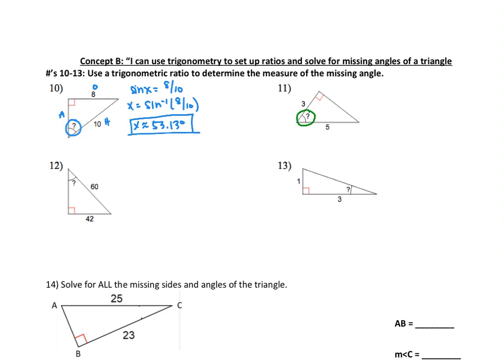Okay, number 11, same thing. Circle my reference angle, label my sides. So I have A and H, which means I'm going to use cosine. So cosine x equals 3 over 5. And we're going to use the inverse. So cosine inverse, 3 over 5. And you should get 53.13.